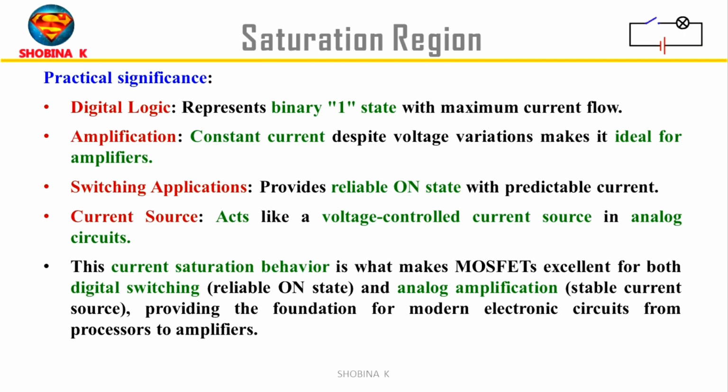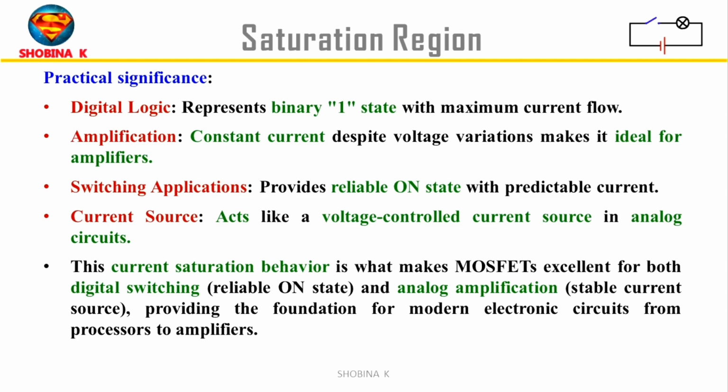MOSFETs provide a reliable on state in switching applications. The MOSFET gives a strong on state, which means reliable switching. This is useful in circuits where we need to control the current accurately. In analog circuits, MOSFETs can function as voltage controlled current sources. This means if you control the gate voltage, you can control the current. This is useful in many analog designs.